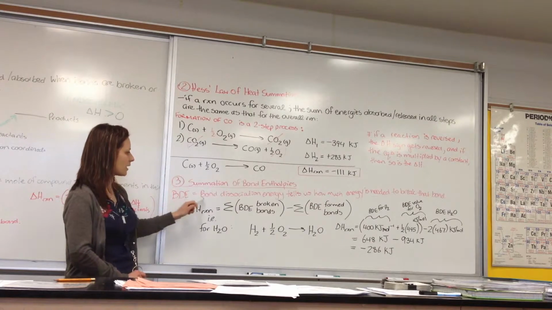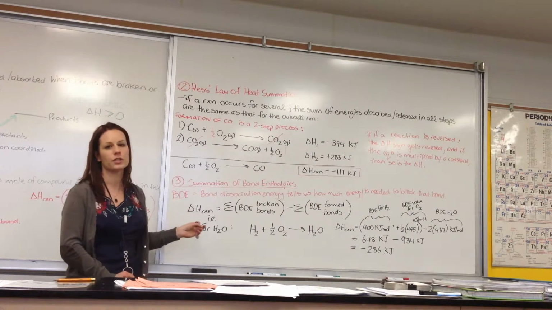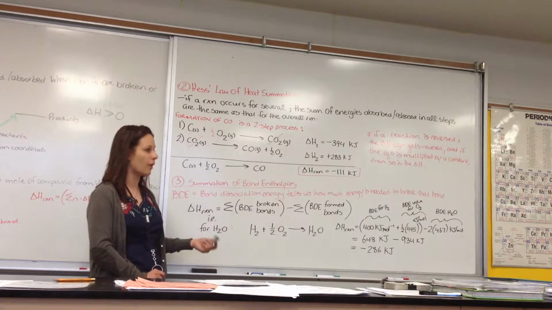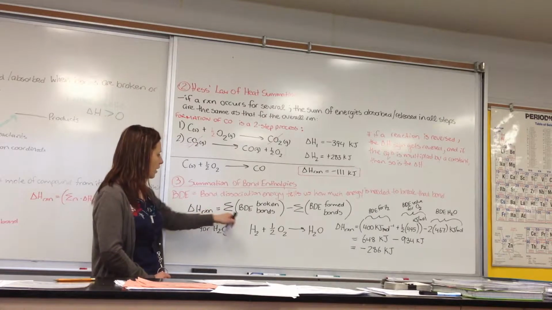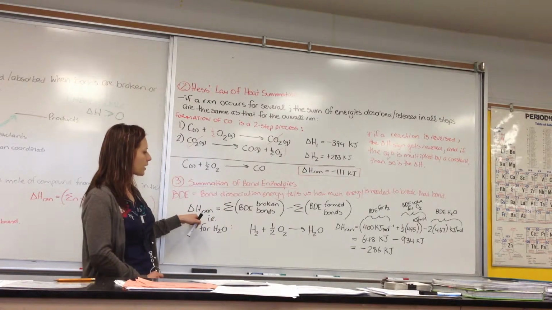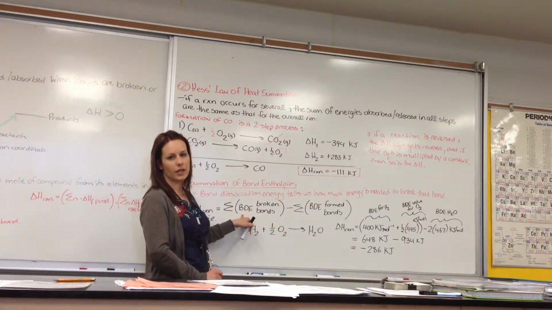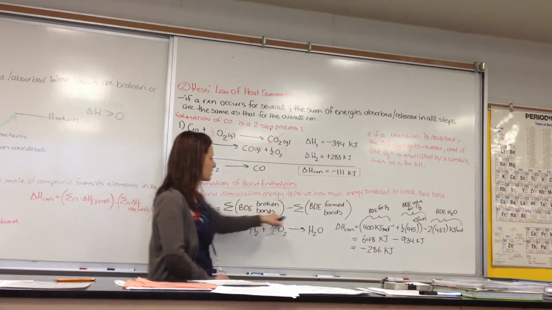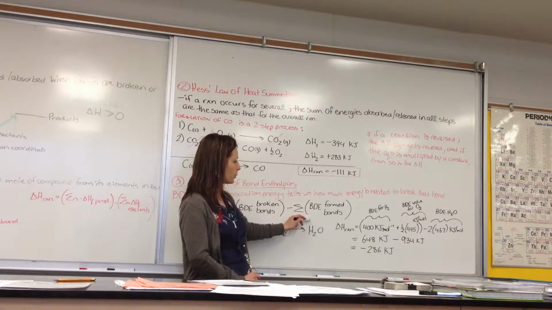So BDE stands for bond dissociation energy, and that tells us how much energy is actually needed to break a bond. Same process: to get the delta H of the reaction, you have to sum the bond dissociation energies of the broken bonds, subtracted from the sum of the bond dissociation energies of the formed bonds.